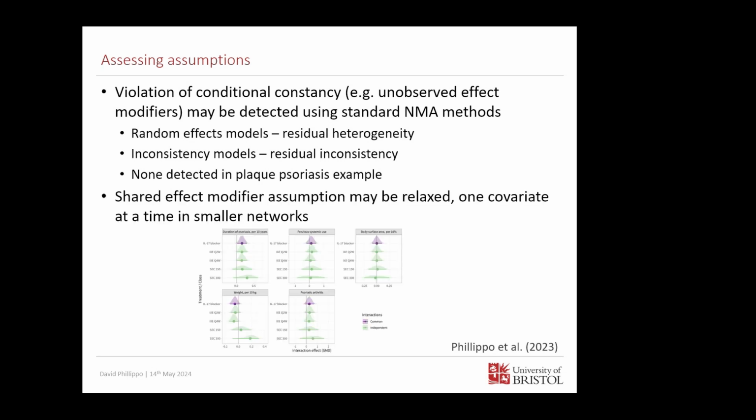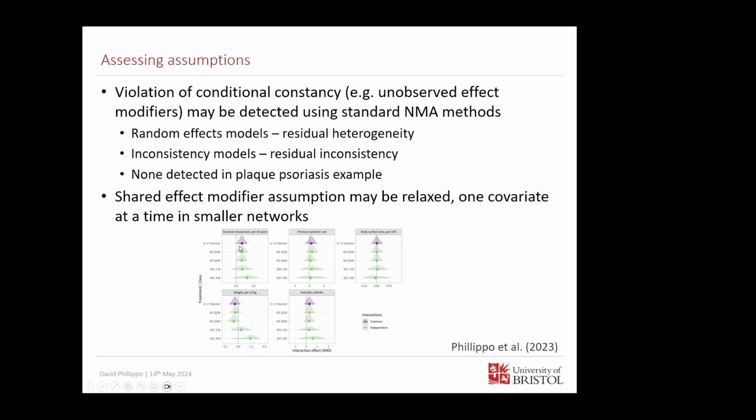We can also relax this shared effect modifier assumption. Even in this fairly small network, we actually managed to do this, but we had to do it one covariate at a time. So here I've got, I don't know, they kind of look like Christmas trees, so I kind of want to call them Christmas tree plots or something like that. But here in the purple at the top, we have the estimates of the common interaction terms, so making that shared effect modifier assumption.